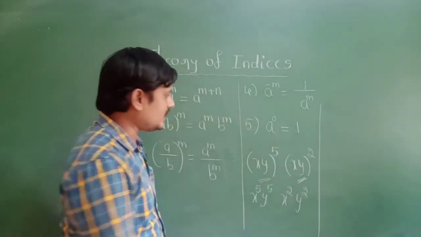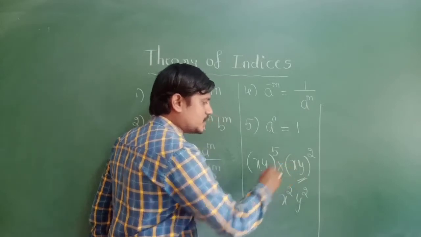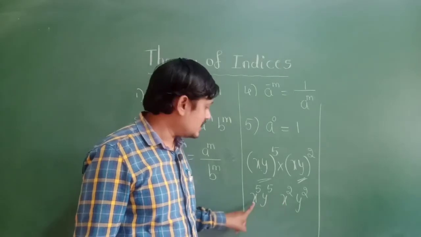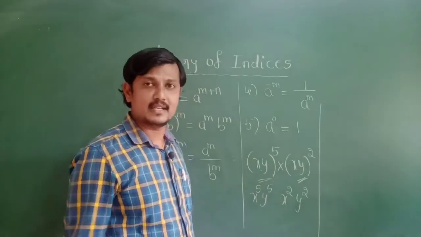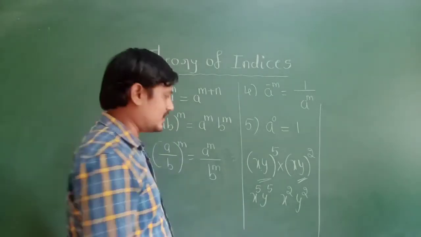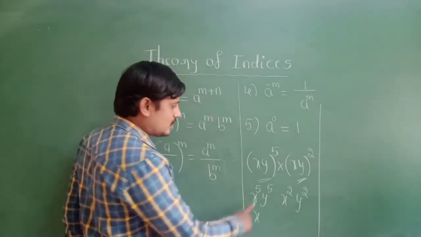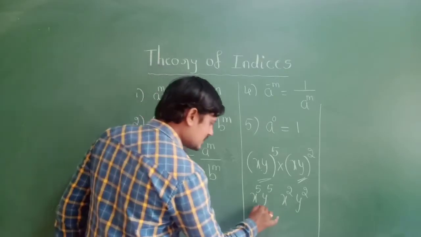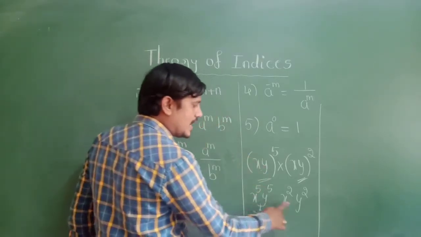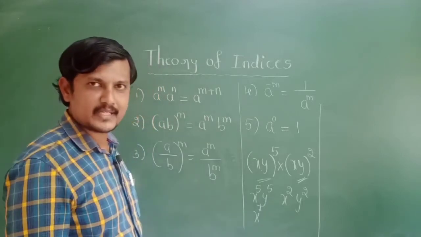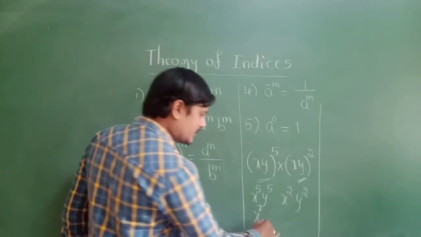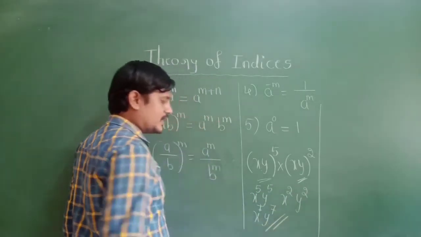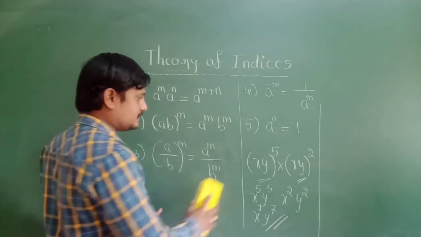Next, the relation between these two terms is multiplication. Here x to the power 5, here x to the power 2. Here x and x, both bases are the same. Then we can add the power. What is the power here? 5. What is the power here? 2. Therefore 5 plus 2 is 7. Next, y and y is there. What are the bases? Y is there on both sides. Therefore we can add the power 5 plus 2, 7. Therefore x to the power 7 and y to the power 7.